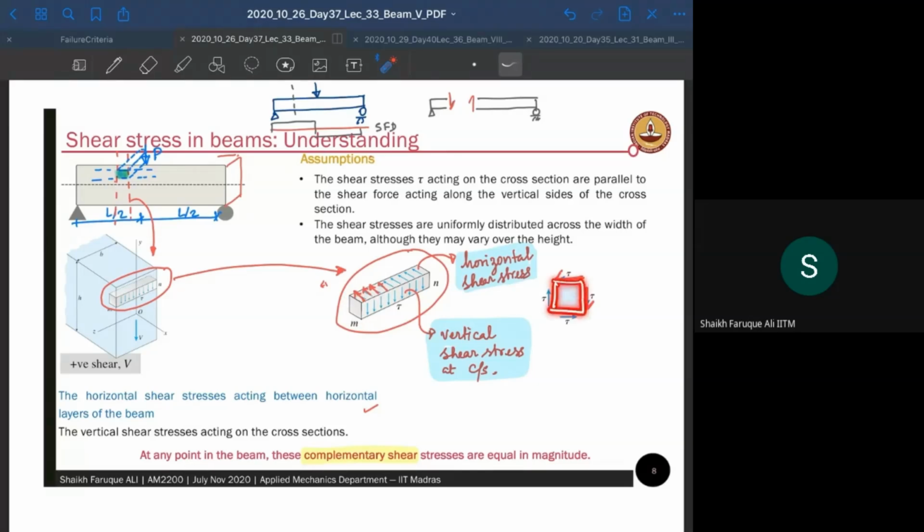And this seems to be a square element, right? If there is a shear acting here downward, then there will be a cross shear acting here. So therefore you will see shears acting here.